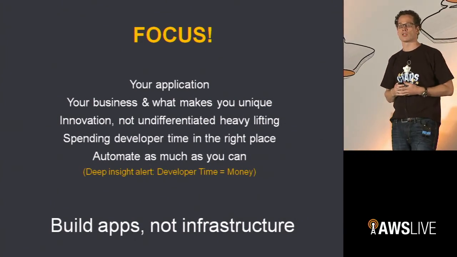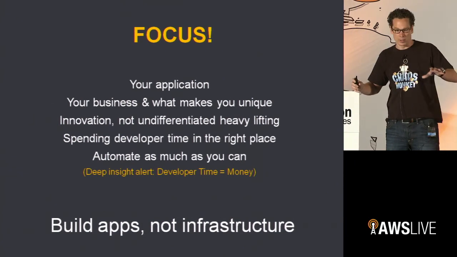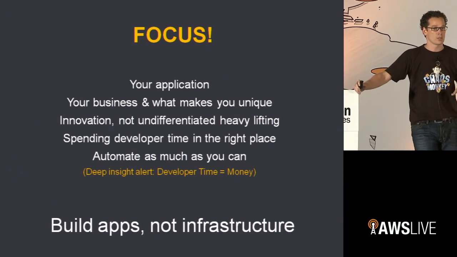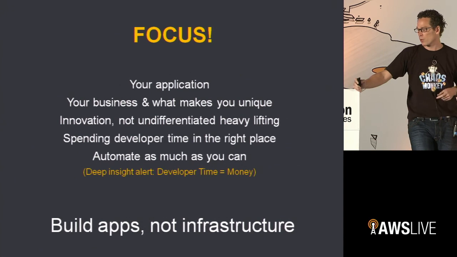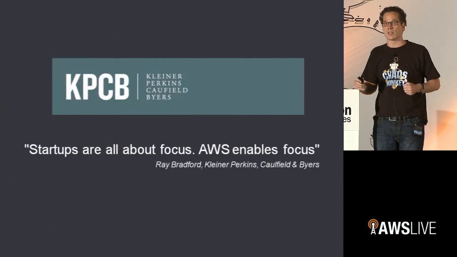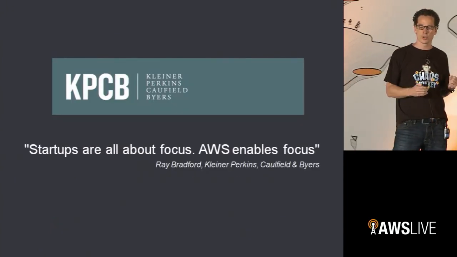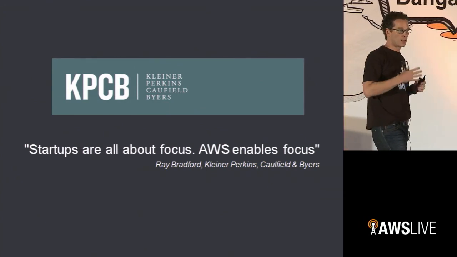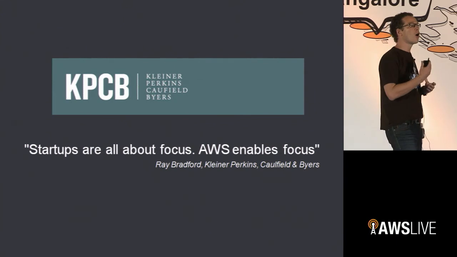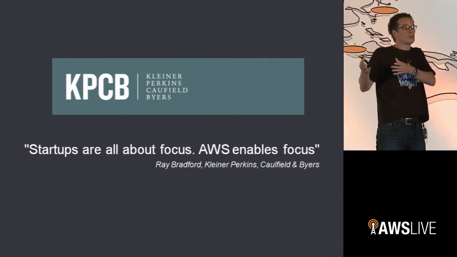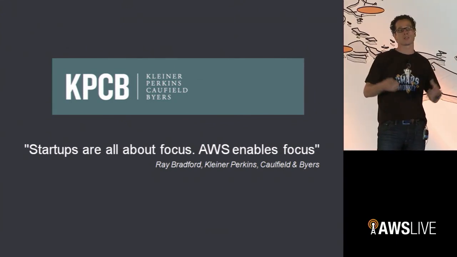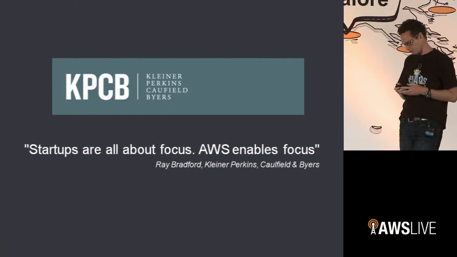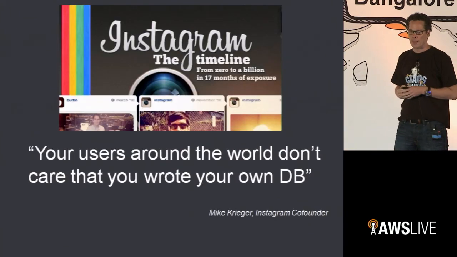Now, it's not just us that say that we help focus. Kleiner Perkins is one of the largest venture capital firms in the world. And what they've said is that startups are all about focus. And that AWS enables focus. And Instagram is actually referring to the same when they say that your users around the world don't care whether you wrote your own database. Leverage the building blocks that there are, automate as much as you can, and that's the only way they've been able to actually scale to the size that they have with only a few engineers. Okay?